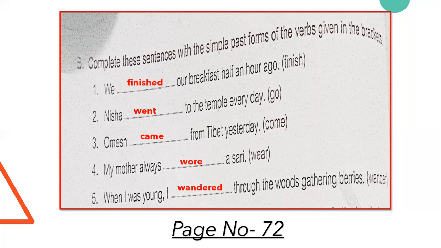Nisha dash to the temple every day. Nisha goes is present. Nisha went to the temple every day. Omesh dashed from Tibet yesterday. Omesh came from Tibet yesterday. My mother always wore a sari. Wears is present tense. So we should use wore because we need to do the past form, the simple past form of the verb. When I was young, I wandered through the woods gathering berries.